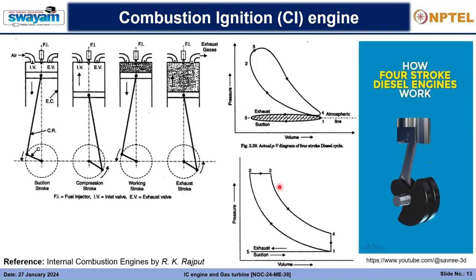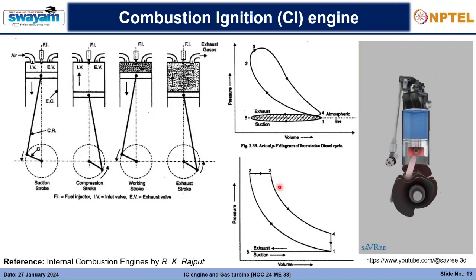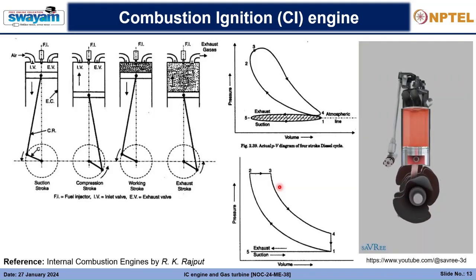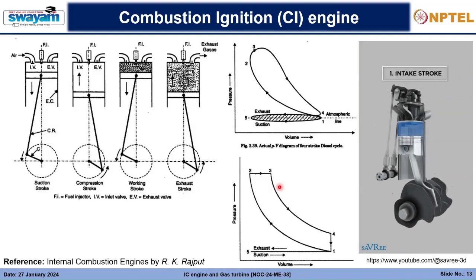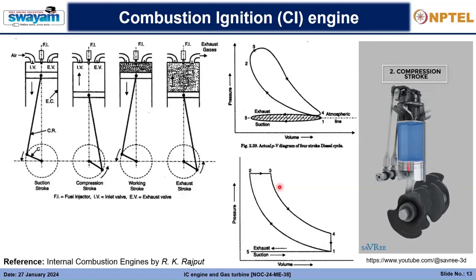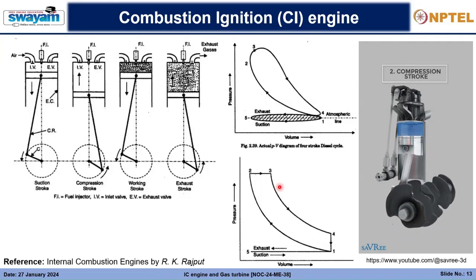How four-stroke diesel engines work. Four-stroke diesel engines use four strokes of a piston to complete one combustion cycle. The four strokes are: intake stroke, the piston moves down, drawing air into the cylinder via the air intake valves. Compression stroke, the piston moves up, compressing the air within the cylinder.